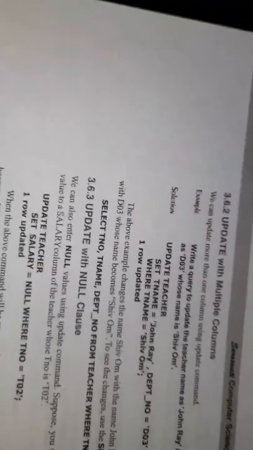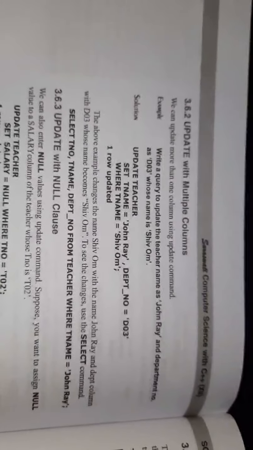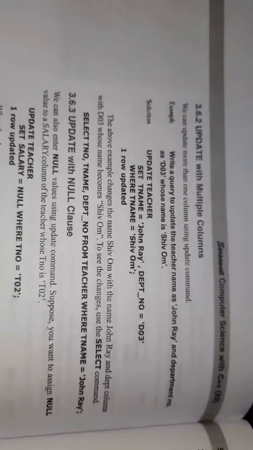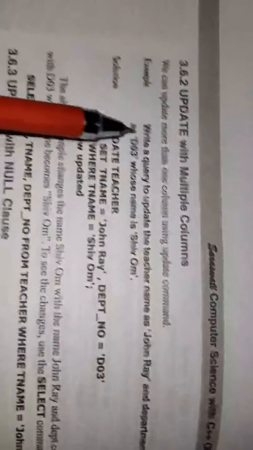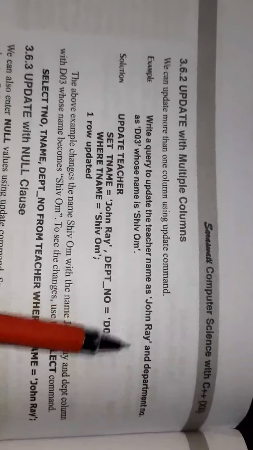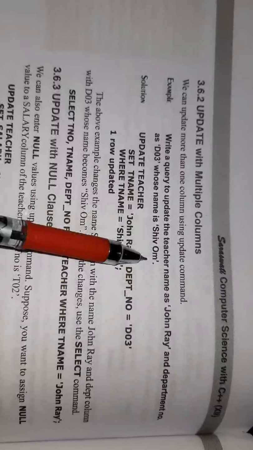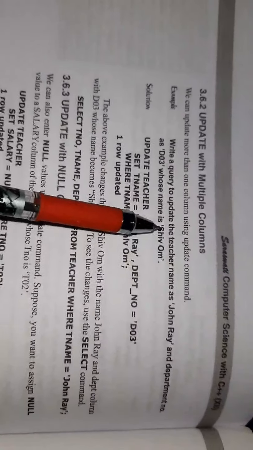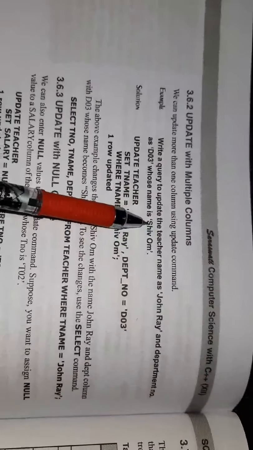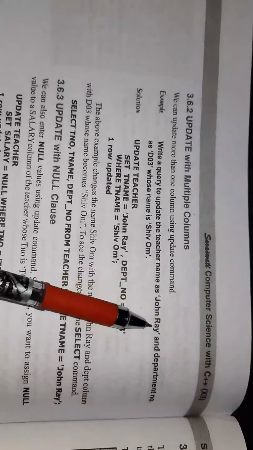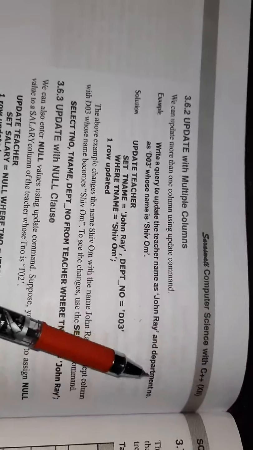Similarly, you have update with multiple columns. You can update multiple columns at the same time using the update command. So here you have a query: write a query to update the teacher name as John Ray and department number as D03, whose name is Shiv Om. So now you are going to change Shiv Om to John Ray, and the department should be D03.